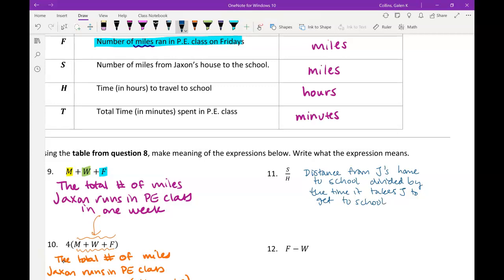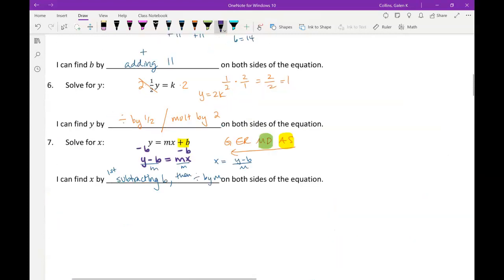But what this really is, if I divide the distance from Jackson's house to school by the amount of time in hours it takes him to get there, that really gives us the average rate at which he is traveling. So back, I actually just want to scroll up for a second.